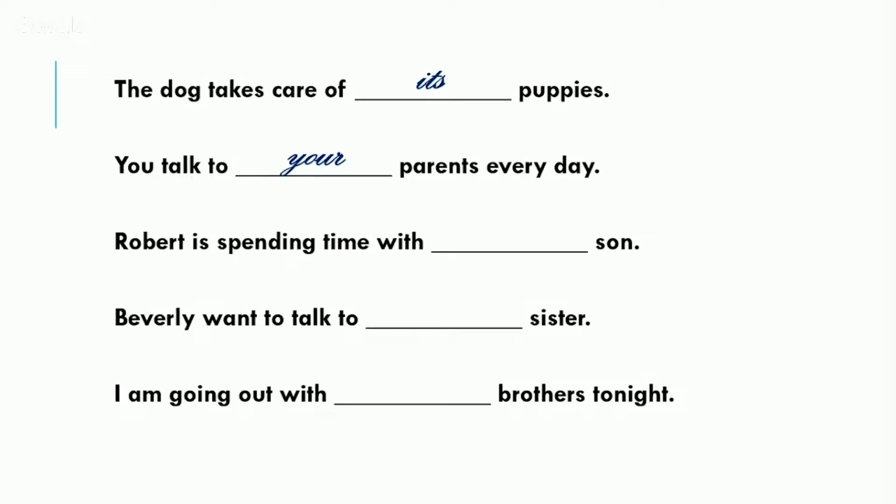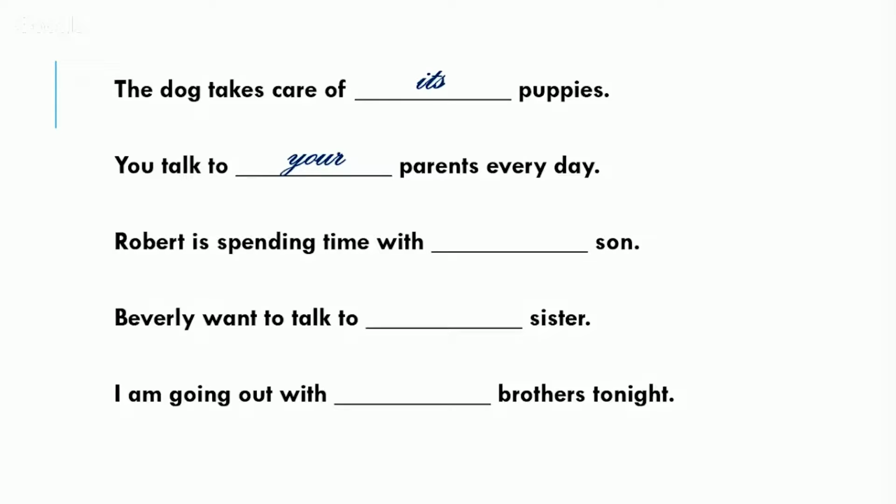So can you say it? Yes, but for this practice, we're not. We're going to make Roberto or Robert the owner. So it's going to be Robert is spending time with his son. Okay. I see. Yeah. Good.